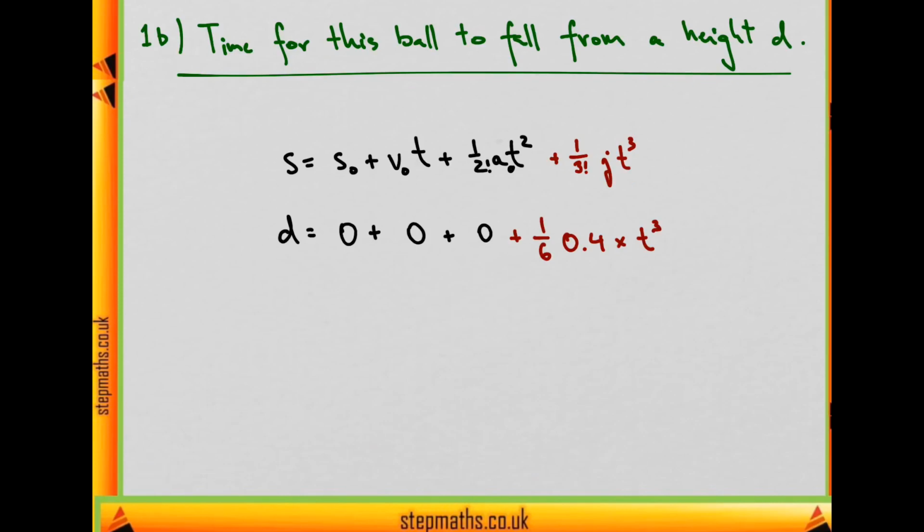And now plugging in all our numbers, the initial position, acceleration, and speed we set to 0, and we only have the jerk 0.4, and that reduces to d equals 1/15 of t cubed. And from that, we can express t as the cube root of 15d, which is the final answer to the section, and it was option A.